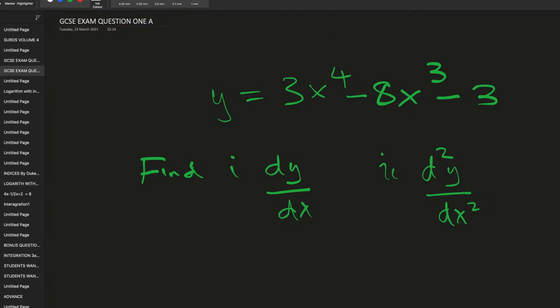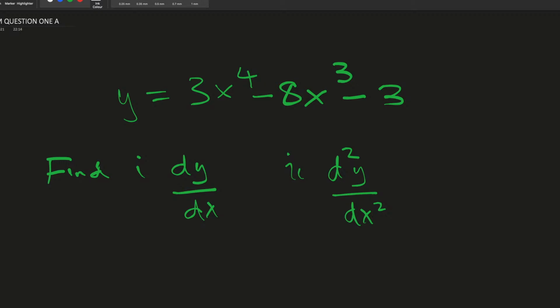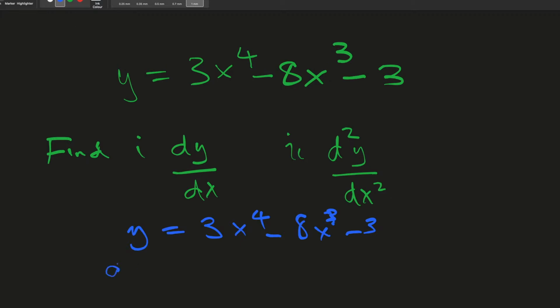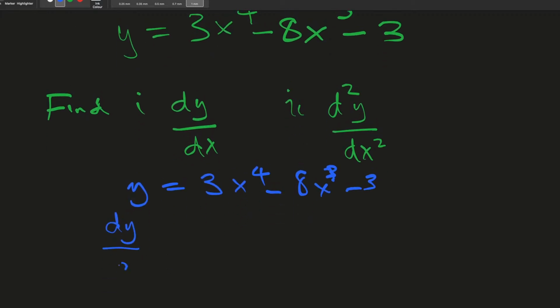Okay, so let's see the best way to go about it. For the first one, since we know y to be equal to 3x to the power 4 minus 8x cubed minus 3, dy/dx will give us 12x to the power 3, and then 24x squared. So this is our first one.